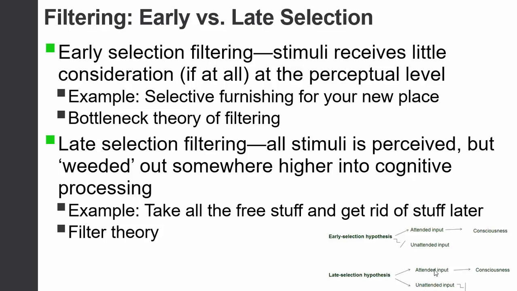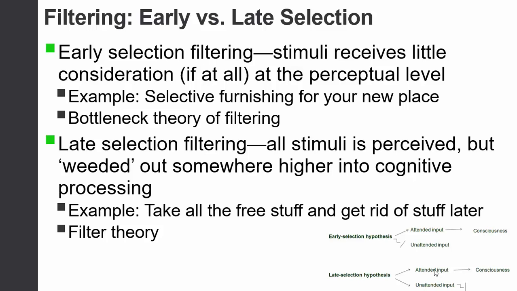In the concept of early selection filtering, basically stimuli receive little consideration, if at all, at the perceptual level. Whatever we're not attending to gets filtered out before our perceptions even process it, right? So it barely gets in the front door and it's automatically filtered out. Only the things that we're attending to get into our perceptual system, into the brain. In the most extreme case, it doesn't even make it into being processed by the perceptual system. That information just gets dropped.